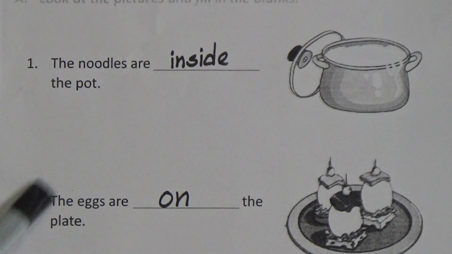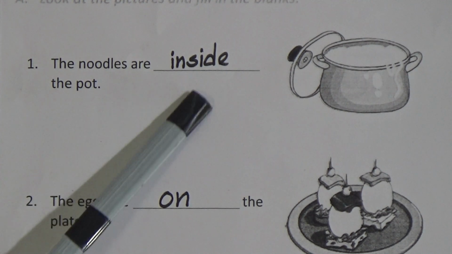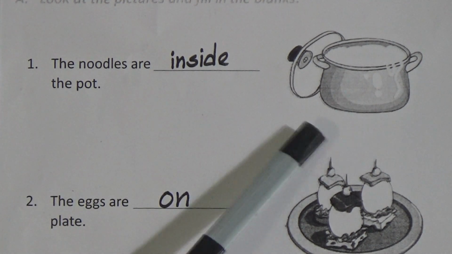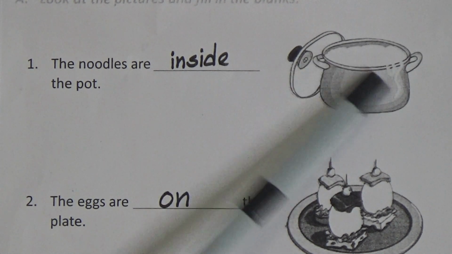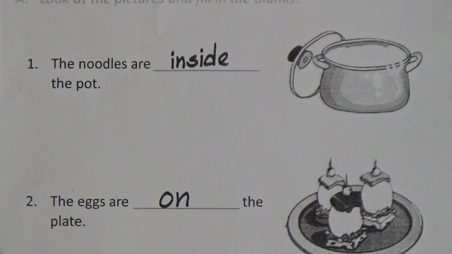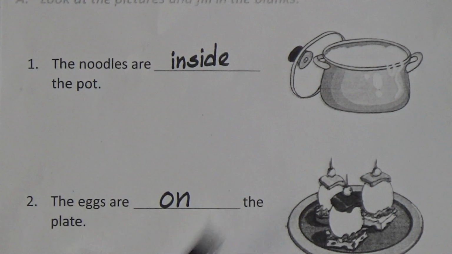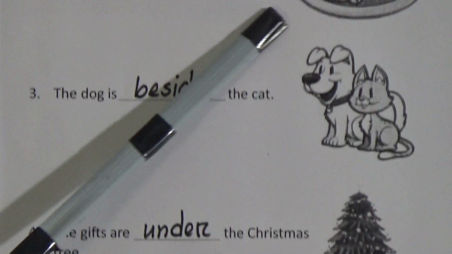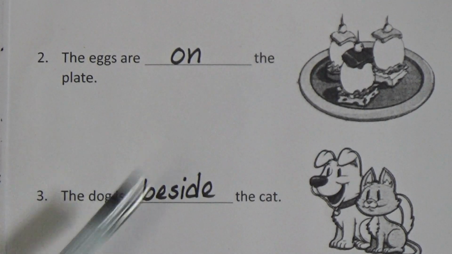There is a worksheet. I have already done this. So you can see number one: the noodles are inside the pot. See the picture, there are noodles inside the pot. Number 2: the eggs are on the plate. See the picture, the eggs are on the plate.